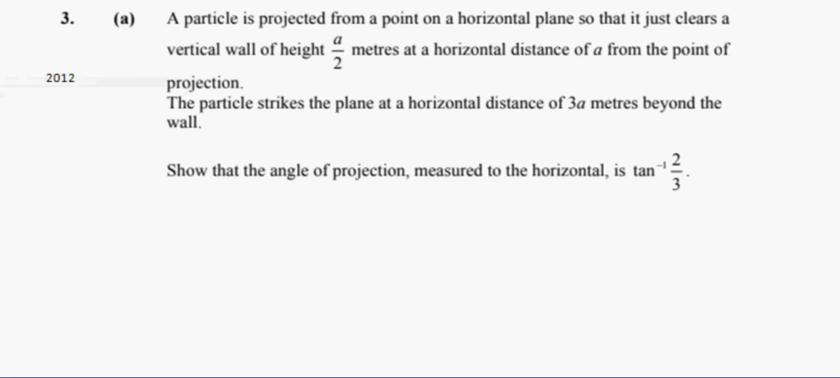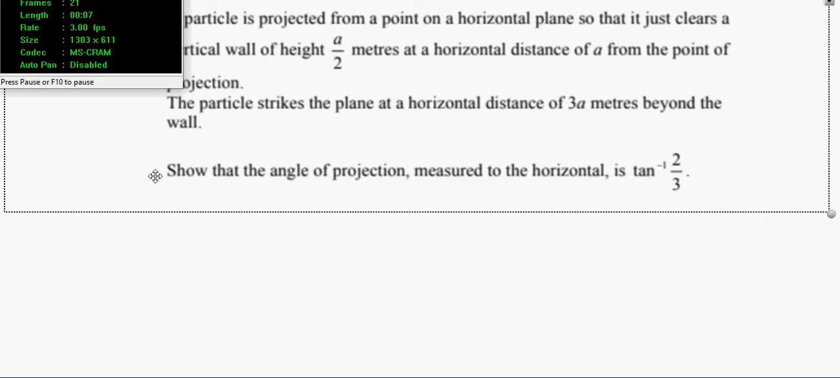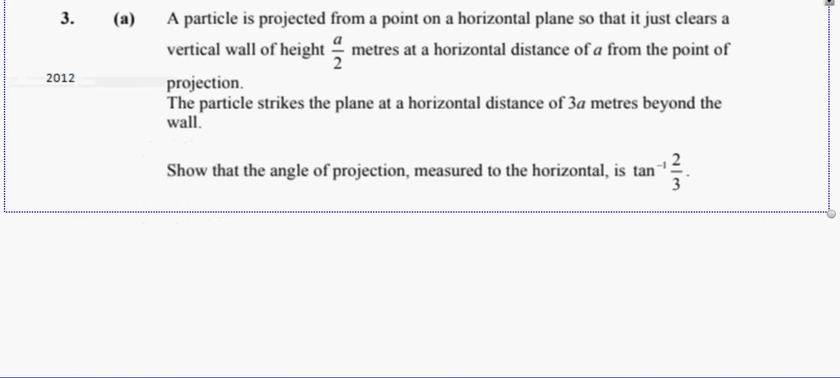A particle. Now, a particle is projected from a point on the horizontal plane, so it clears a vertical wall of height a over 2 meters, horizontal distance a, from the point of projection. The particle strikes the plane at a horizontal distance of 3a meters beyond the wall.